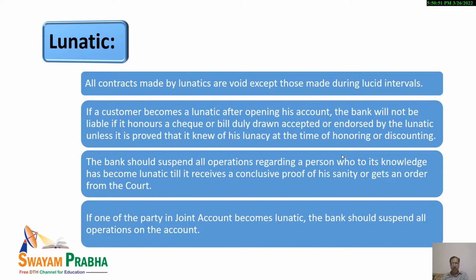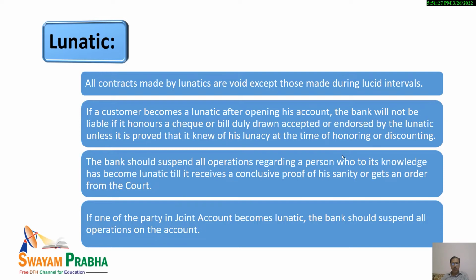So, in simple words, in case the person is a lunatic, the bank will not be honoring the check. The bank will not be discounting the bill of exchange, in case the bank is aware. But in case the bank is not aware, the person was earlier normal and it happened after that, and the bank is able to prove that, then in case the bank has already honored a check or discounted a bill duly drawn, the bank will not be liable. So it will save the bank.